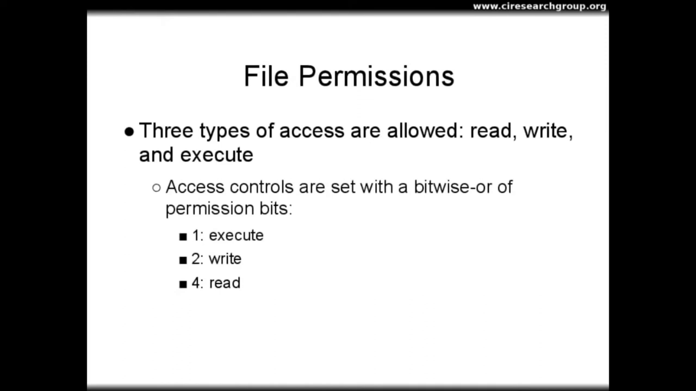Each file has three types of permissions for each of the three levels of access. Access controls are set with a bitwise OR of permission bits. A value of 1 is used for execute permissions, meaning that the file can be treated like a program and executed directly. A value of 2 is used for write permissions, meaning that someone could change or delete a file. And a value of 4 is read permission, being able to read the contents of a file.